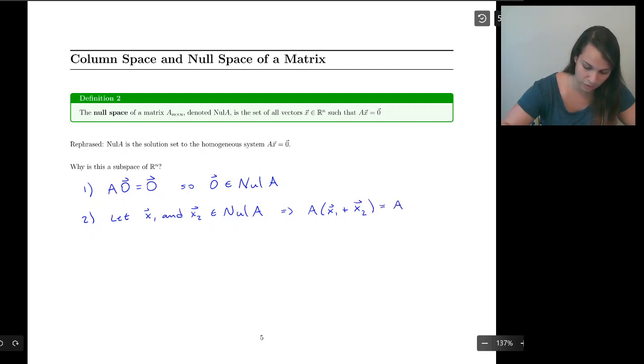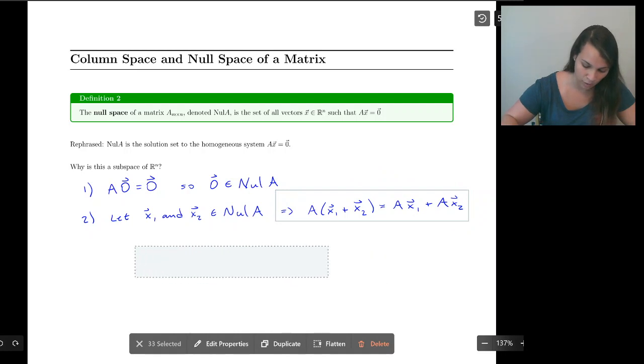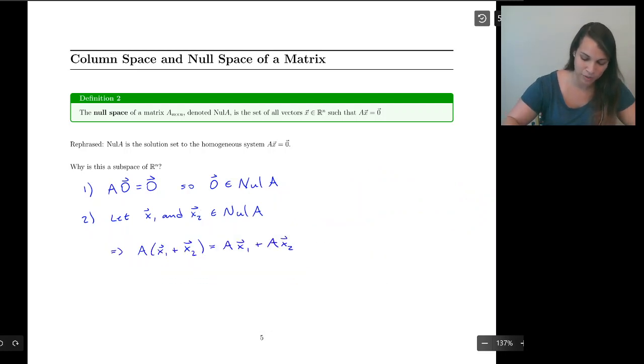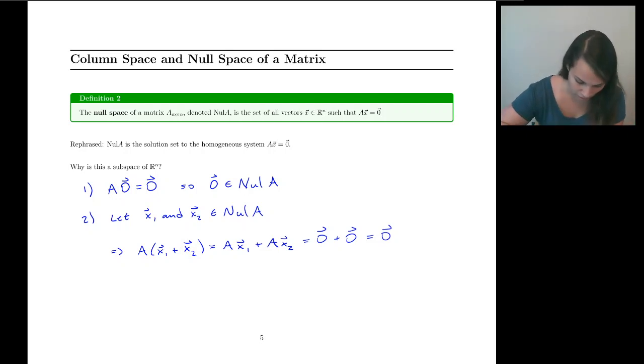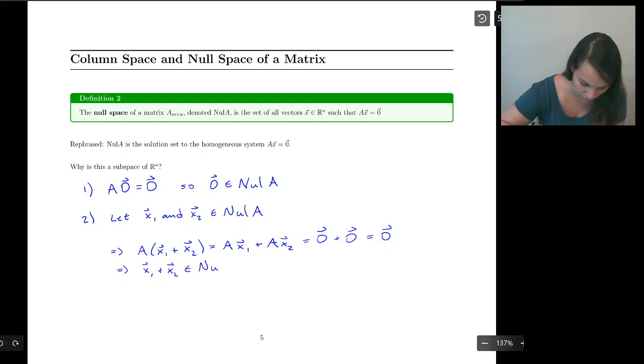Then we can distribute A, and then what do we do from here? Well, we use the fact that X1 and X2 were in the null space to begin with, which means the results have to be 0. So there we go, we got down to 0, because that's what it means to be in the null space, to get the result of 0. So then X1 plus X2 is going to be in the null space.